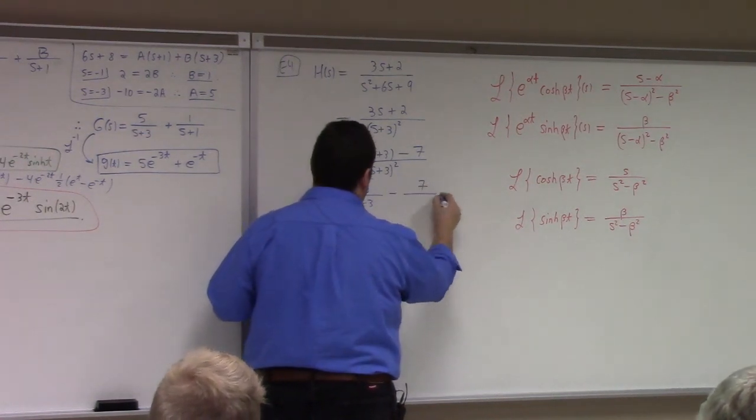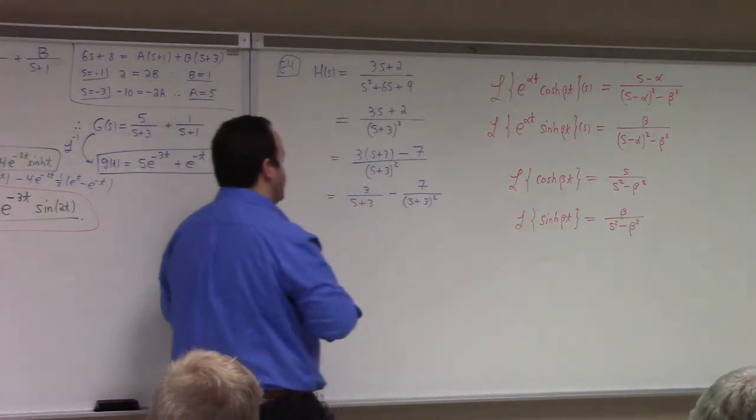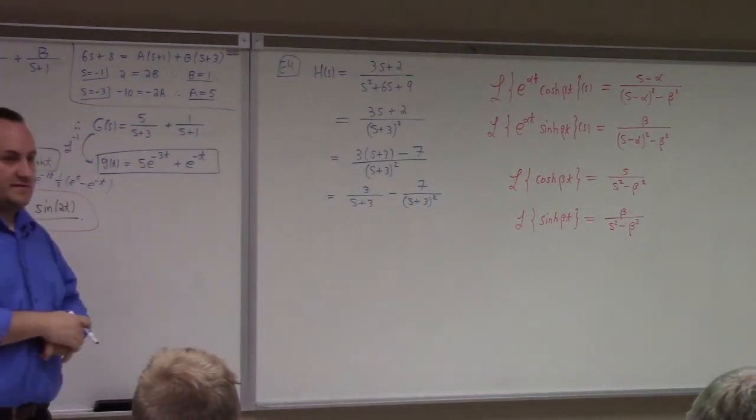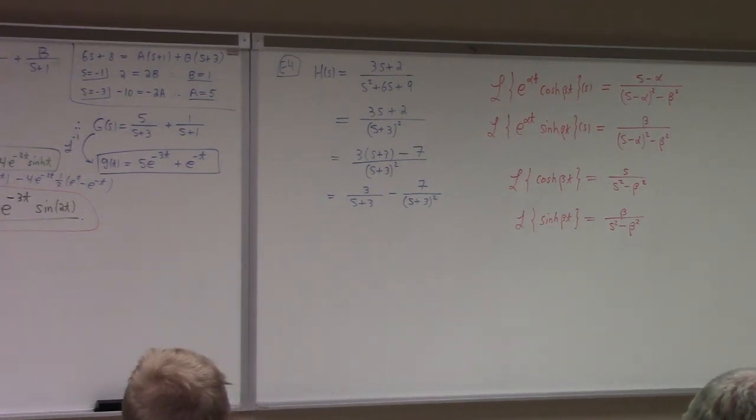And then you go to the table. These are the 3 possible cases for a quadratic denominator with a linear numerator. And it corresponds to the 3 possible cases that we get for the constant coefficient problem.